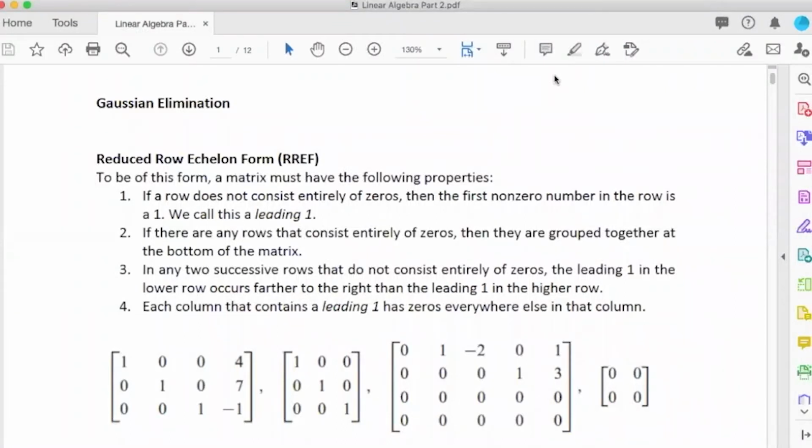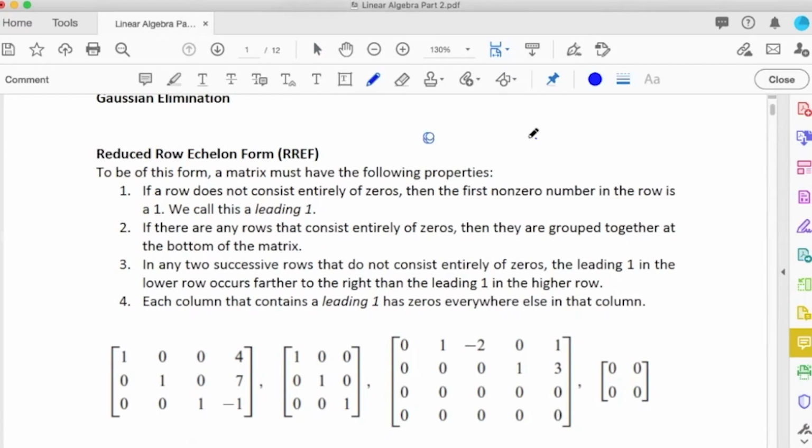So in the previous video, we have seen how to do the Gaussian eliminations, and then we have seen how the reduced row echelon form looks like. Okay, so just a recap of what we have learned in the previous video. In order to get an RREF form, the matrix must have the following four properties. You can read the first property, the second property, the third property, and the fourth property. We have discussed this in the previous video, so you can check back in the previous video.